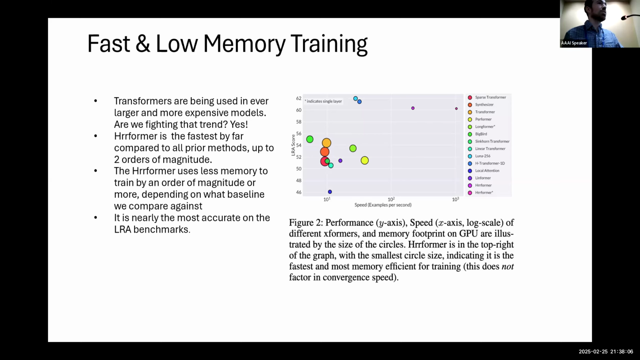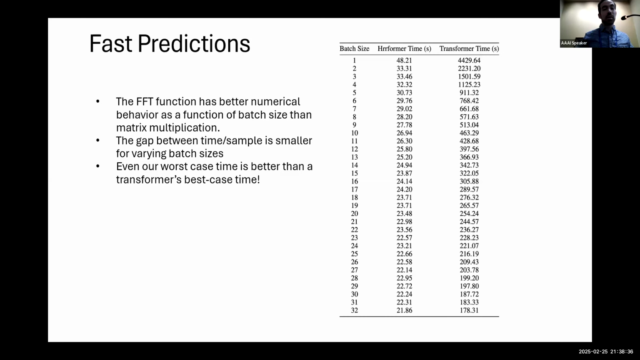The size of the bubbles is how much memory is being used to train the model. The x-axis is speed, examples per second, so you want to be further to the right of the plot. LRA benchmark score is the y-axis. You want to be up higher, so you want to be in the top right corner, where we are. That's our dot. Yay, us. You can see our dot is much, much smaller because we're using a lot less memory. It's also very fast for making predictions.